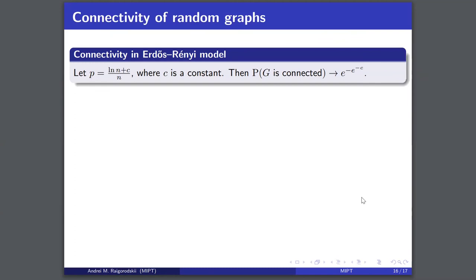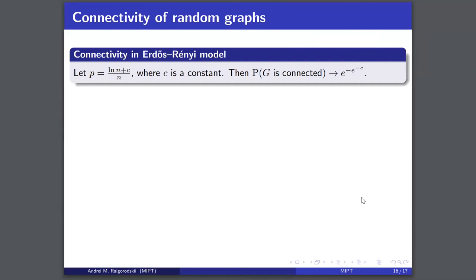In the opposite case, if c is a very big but negative constant, minus googol, then e to the power minus c is much, much bigger, yeah? It's an absolutely great, impossible number, much bigger than the number of electrons in the universe. And when you take e to the power minus this number, you get almost zero, yes? So if c is positive and big, then this probability is very close to one. If c is negative and big in absolute value, then this probability is very close to zero. So this is a very sharp threshold for connectivity.